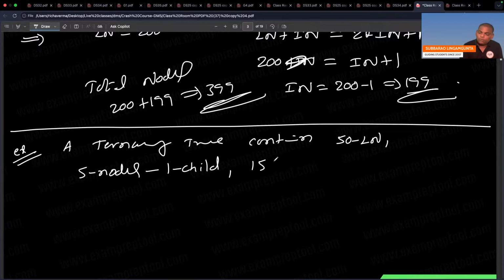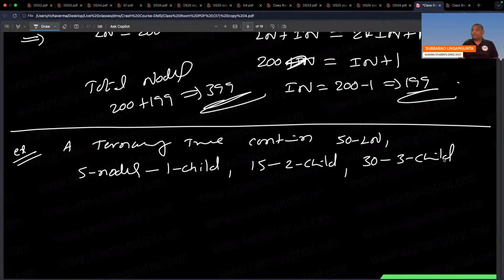15 nodes with 2 children, 30 nodes with 3 children. Some random numbers I am giving. A ternary tree contains 50 leaf nodes. Some numbers are there: 5 nodes with 1 child, 15 nodes with 2 children, 30 nodes with 3 children. Right? 50 leaf nodes means 0 children is 50. Is it really possible or not? I don't know. We'll check once.